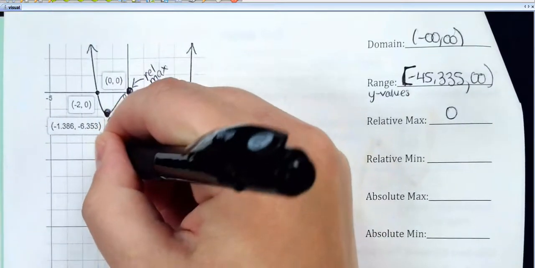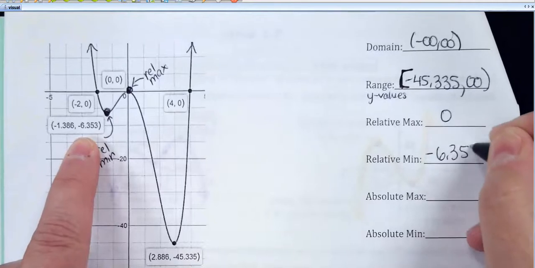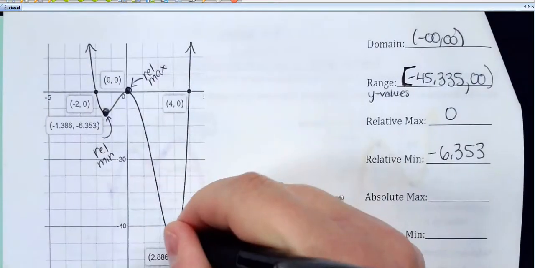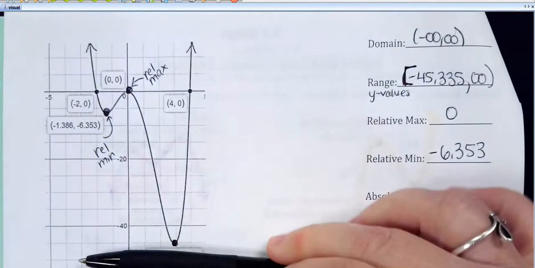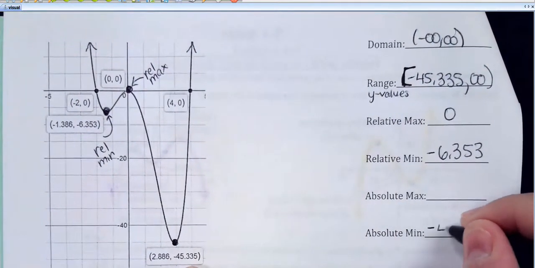And I just want the y value, so negative 6.353. And then you're like, why didn't I use this one? Well, this is absolutely the bottom point on the graph. Everything else goes above that. So that is an absolute minimum, that negative 45.335.